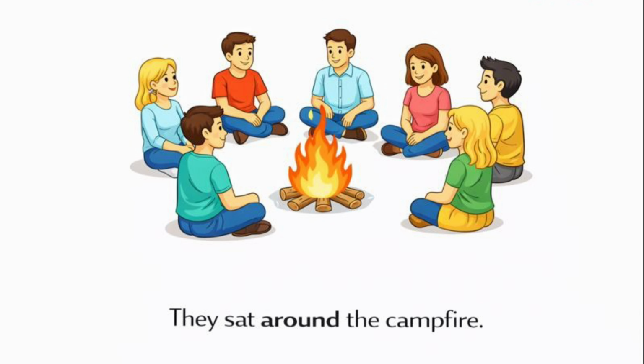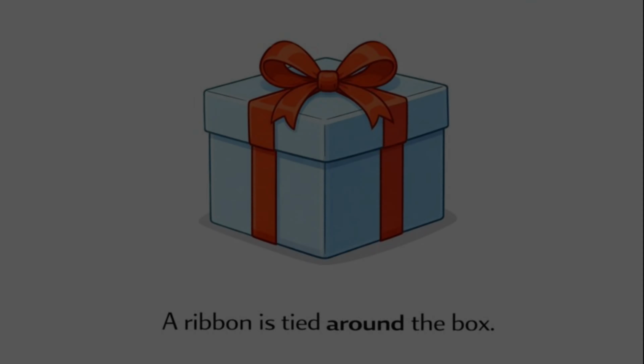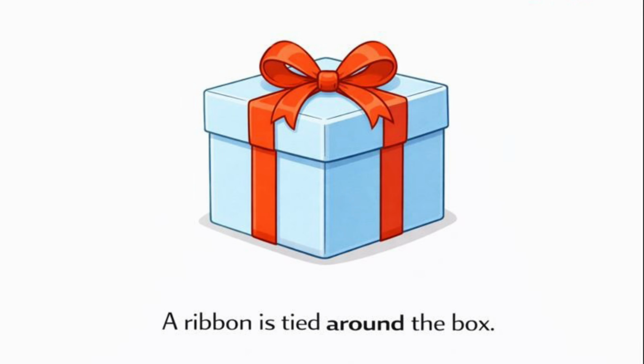Let's move to a social scene. They sat around the campfire. This shows people positioned in a circle. Now consider gifts. A ribbon is tied around the box. The ribbon goes all the way around.